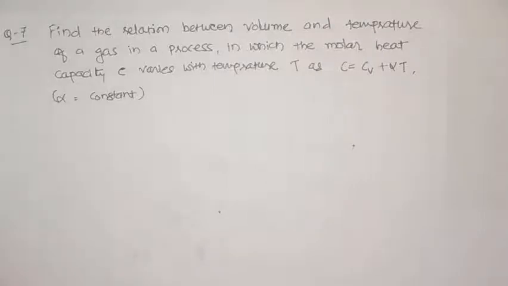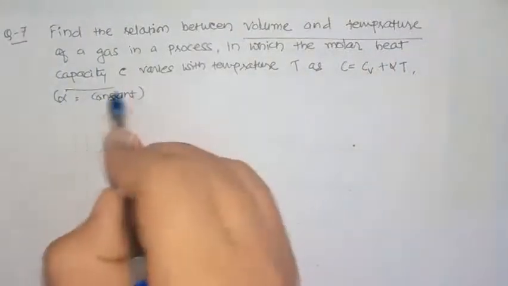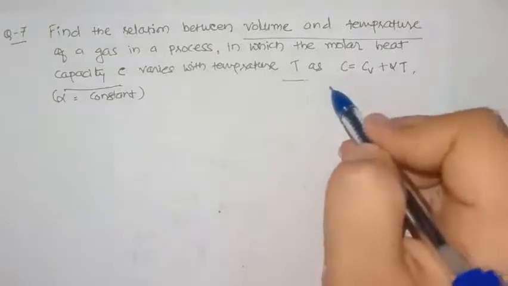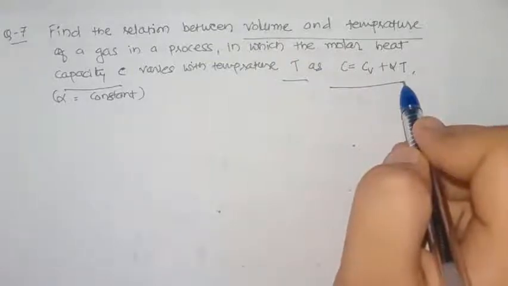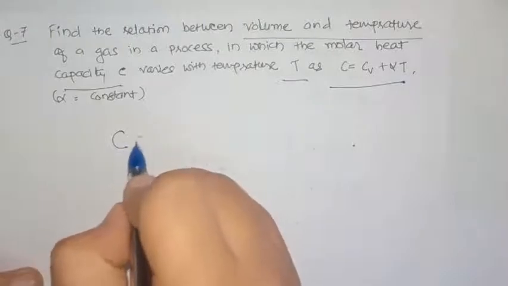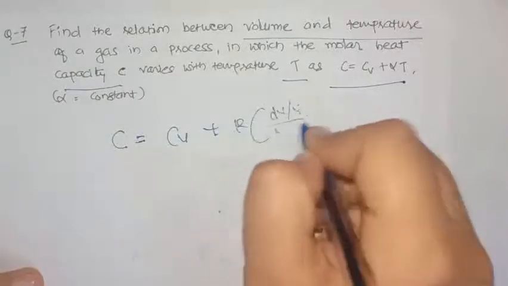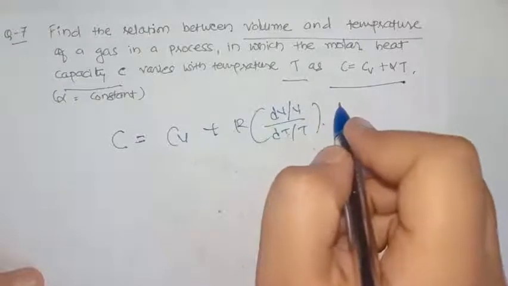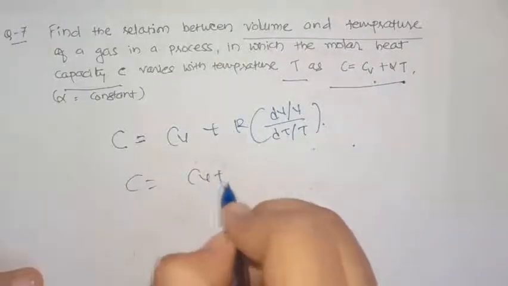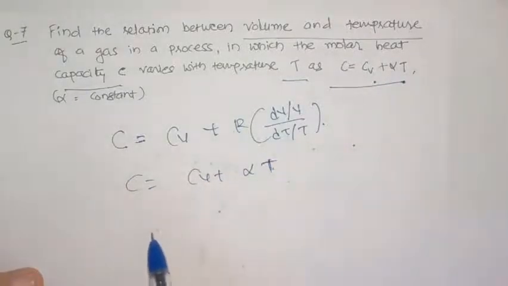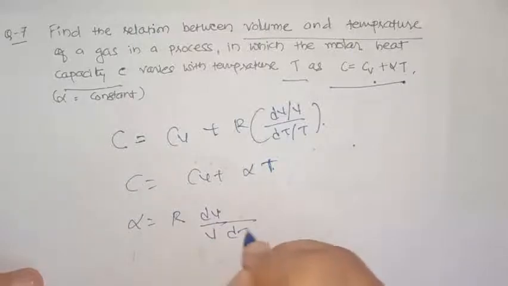In this example, we want to find the relation between volume and temperature of a gas in a process in which molar heat capacity C varies with temperature T as C is equal to CV plus alpha T. Now, by the first law of thermodynamics, we have just found in the previous example that C is equal to CV plus R dV by V divided by dT by T. Comparing this with C is equal to CV plus alpha T, we can write alpha is equal to R dV by V into dT.